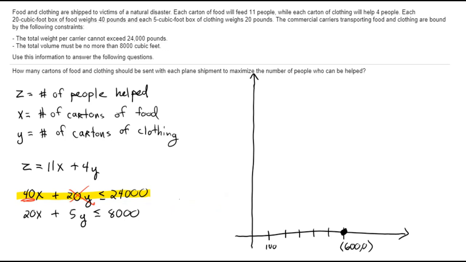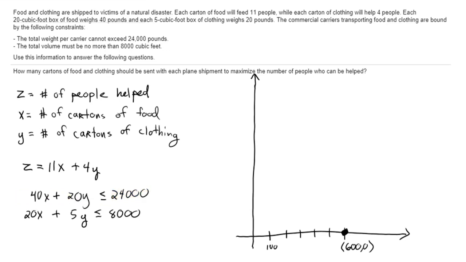Okay? Now we're going to switch gears and find the y-intercept for this same constraint. To find my y-intercept, I'll plug a 0 in for x, which basically just zeroes out my x term, which means to solve for y, I need to divide both sides by 20. When I do that, I get 1200, so my y-intercept is going to be 0, 1200. Putting that on the graph, again I'm going to count by hundreds, so 1, 2, 3, 4, 5, 6, 7, 8, 9, 10, 11.